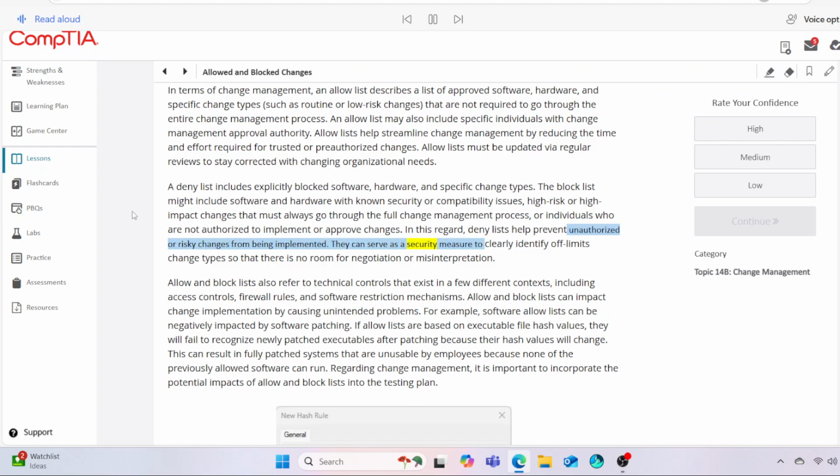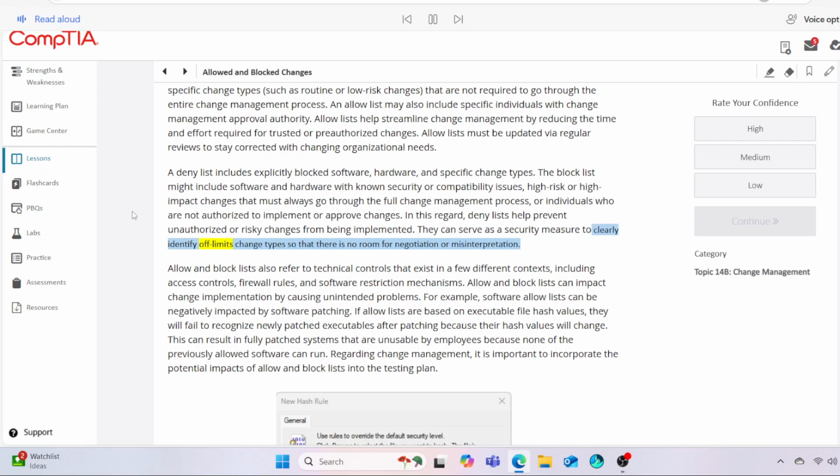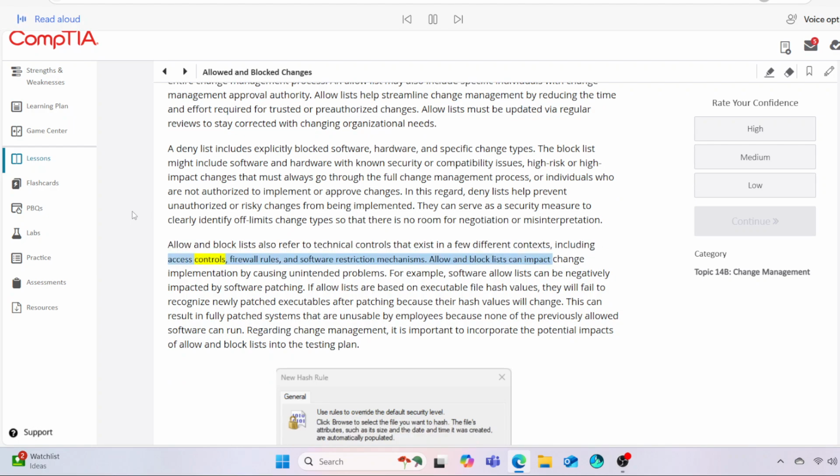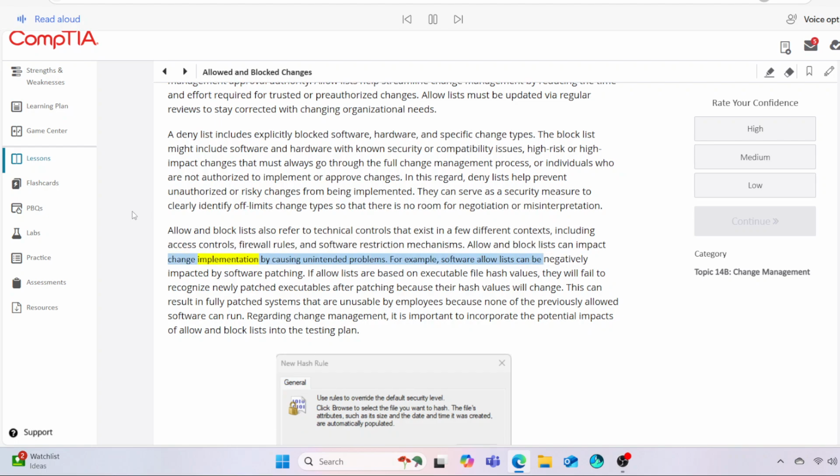They can serve as a security measure to clearly identify off-limits change types so that there is no room for negotiation or misinterpretation. Allow and block lists also refer to technical controls that exist in a few different contexts, including access controls, firewall rules, and software restriction mechanisms. Allow and block lists can impact change implementation by causing unintended problems.